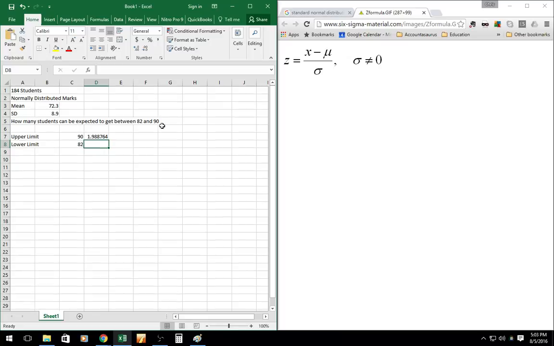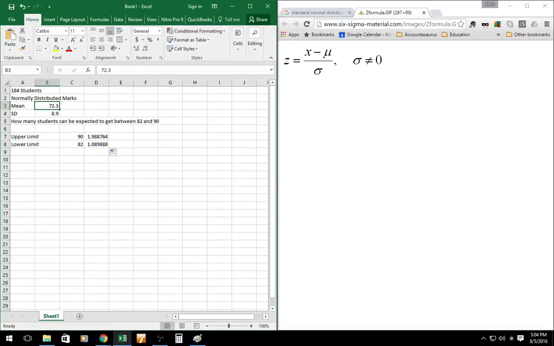1.988764. This is our Z score. Now down below, if we were to take B3 and make that absolute reference, we can actually drag this down and get 1.089888. Okay, so those are our two scores. They're actually above the mid-mark, which makes sense because both of these scores are above the mean.